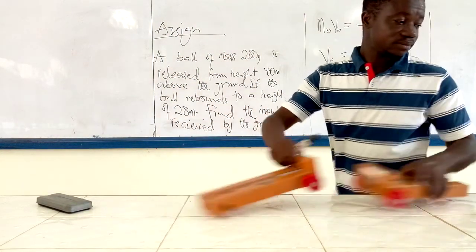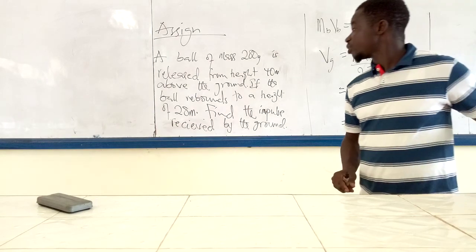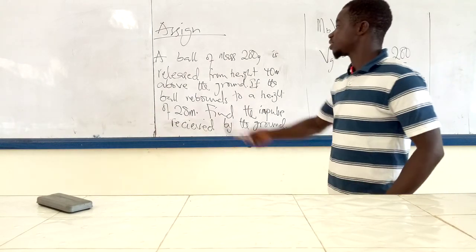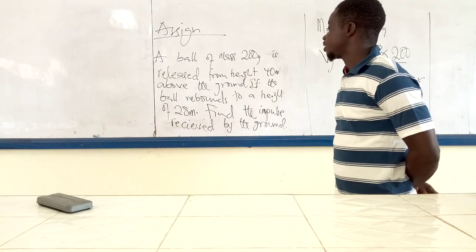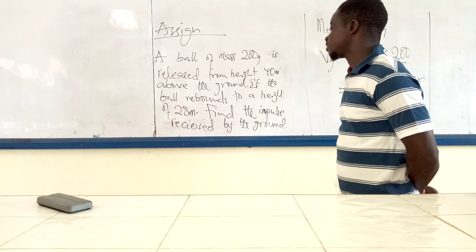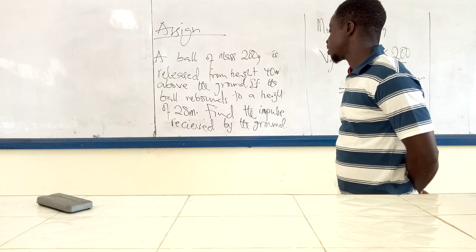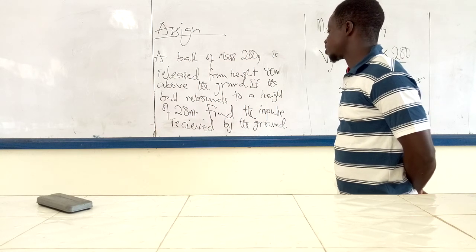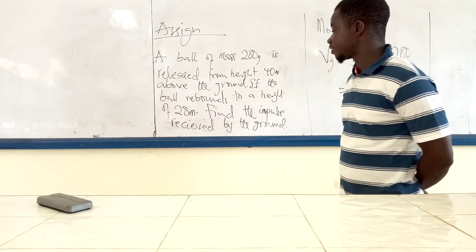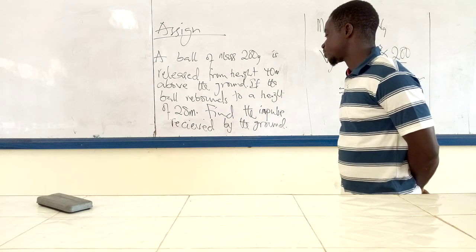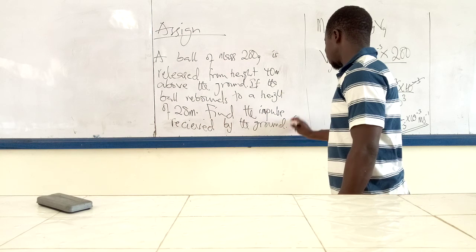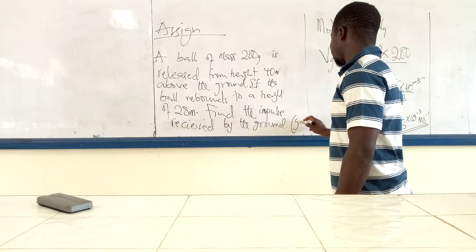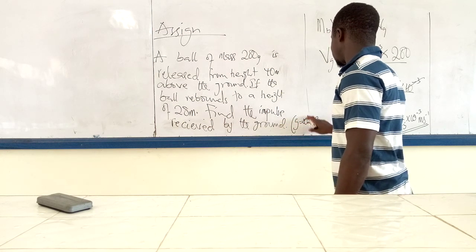Good. So we have this as the assignment. A ball of mass 200 grams is released from a height of 40 meters above the ground. If the ball rebounds to a height of 28 meters, find the impulse received by the ground. Take g to be 10 meters per second squared.